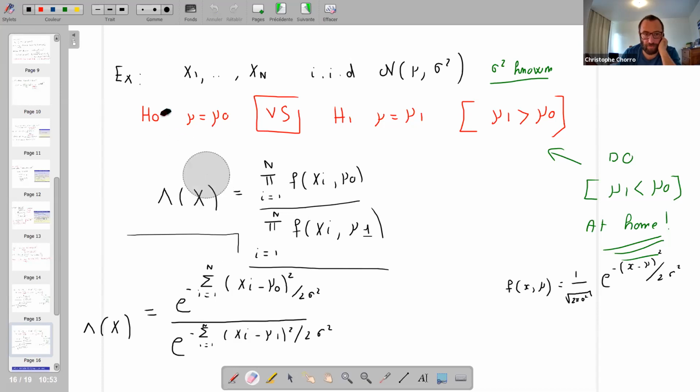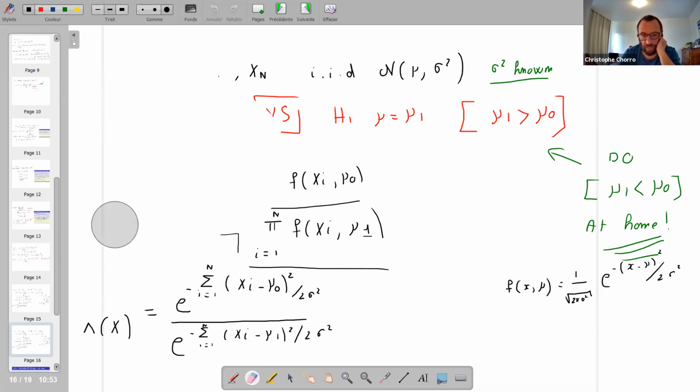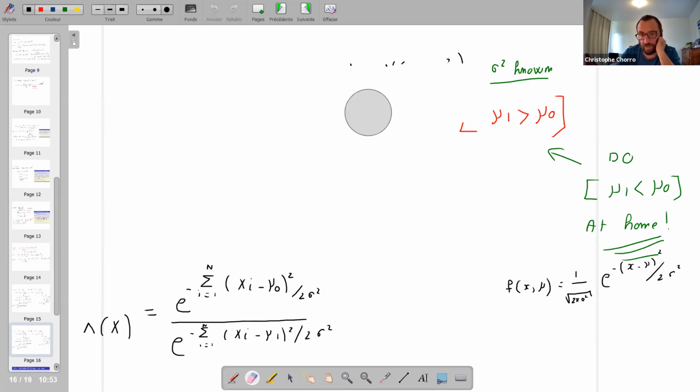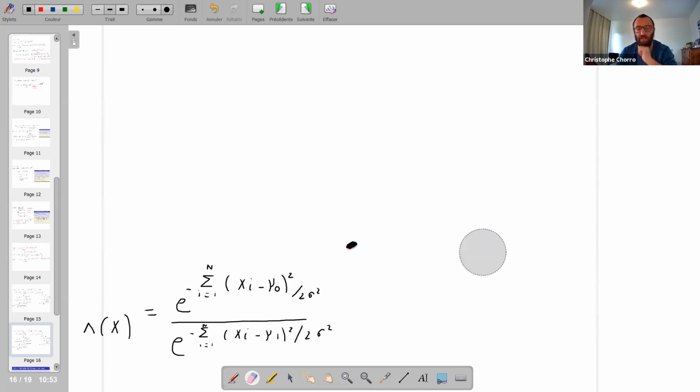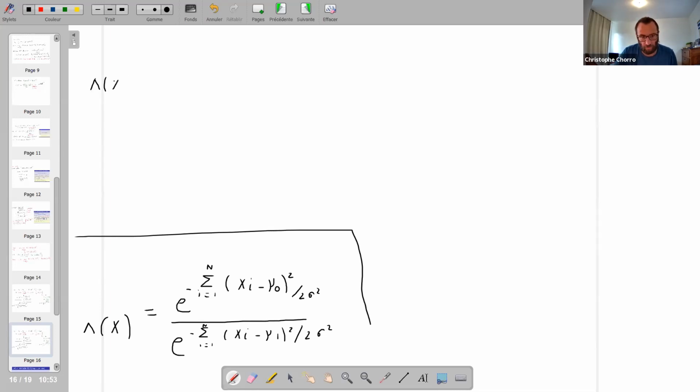So I obtain this quantity. Let's erase what I have done before, and I now have my likelihood ratio statistic, the statistic of the likelihood ratio test, that is delta. I keep this in mind. So I have a ratio of exponentials, so I can simplify it a little. And I obtain delta of x that is equal to what? It will be the exponential. I can put into factor what I want, so I can do it this way.